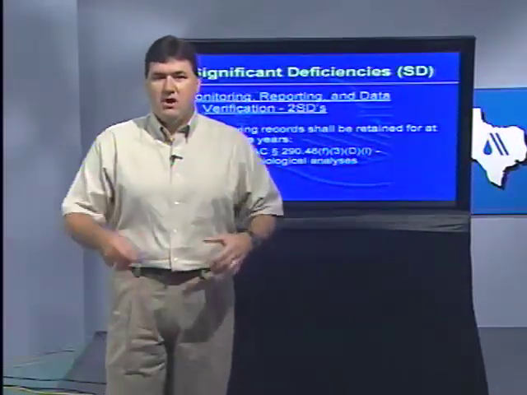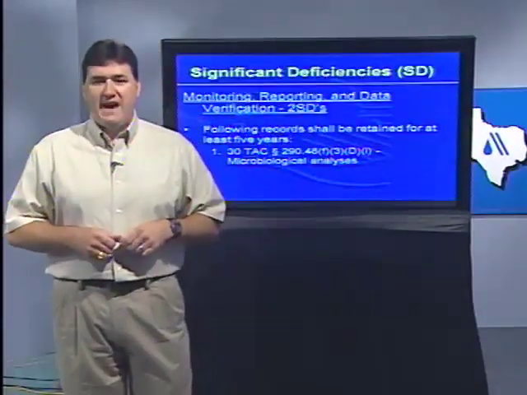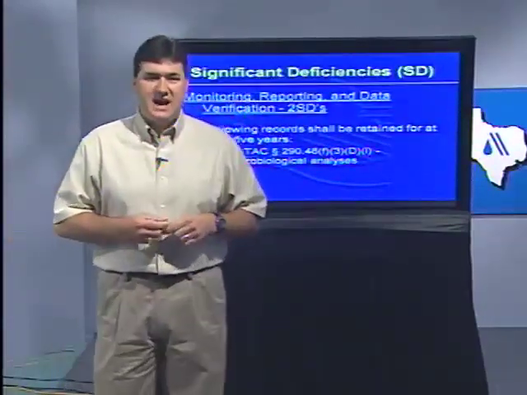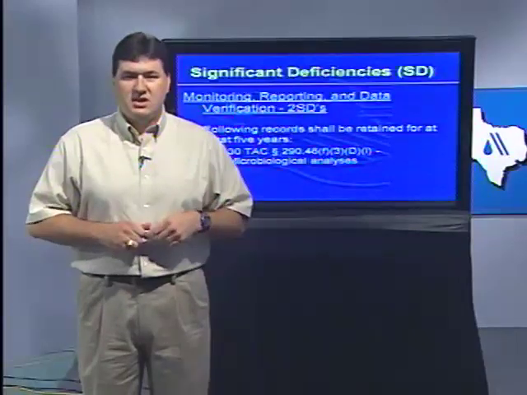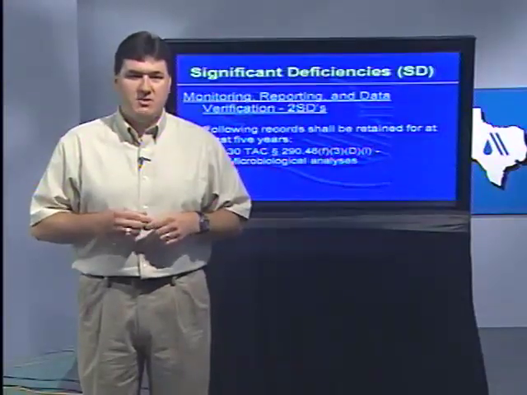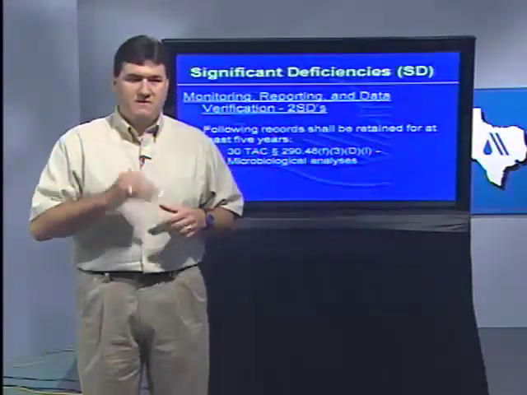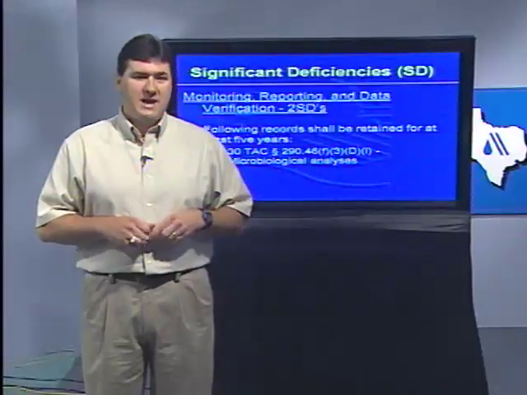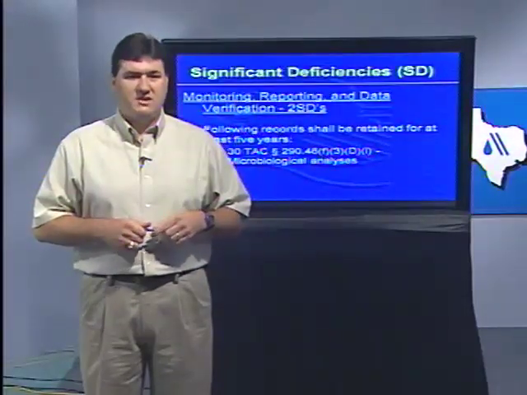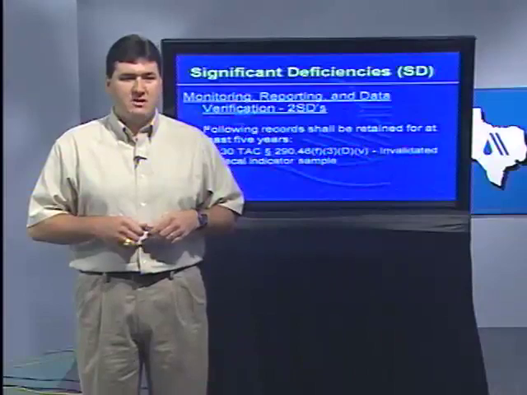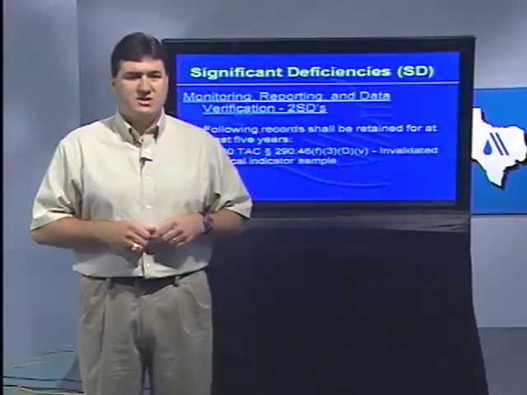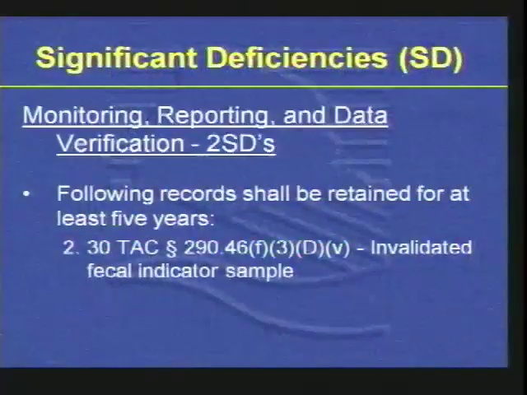Now, you know that we evaluate records during routine CCIs, but this is one that we feel is critically important to the groundwater rule, and so if you do not have a record of microbiological analysis, it will be a significant deficiency. The next record significant deficiency is 29046F3D5, and it's the invalidation of a fecal indicator sample, another very important record for the groundwater rule.